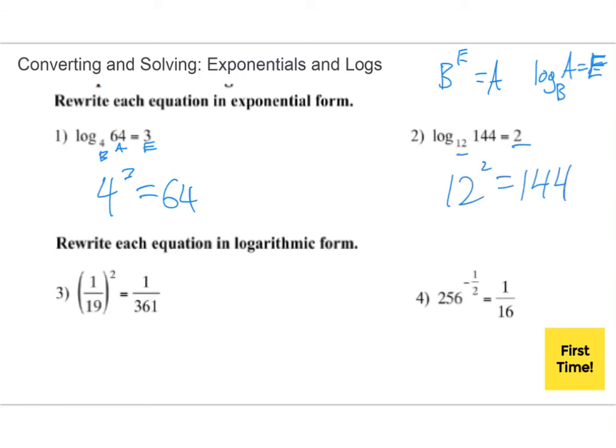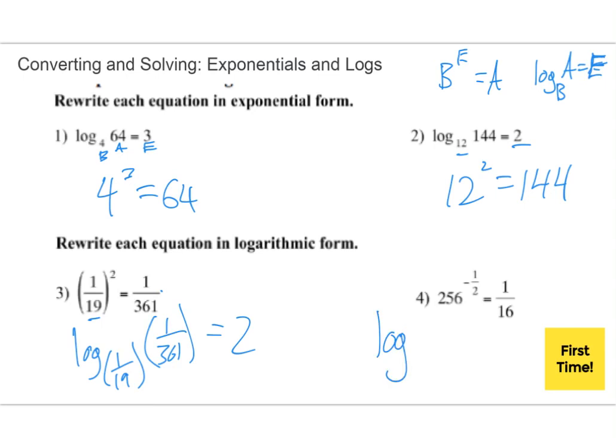Going backwards, we've got our base 1 over 19, so that's log base 1/19 of our argument 1 over 361 is equal to our exponent 2. And for the last one, log base 256 of our argument 1 over 16 is equal to the exponent of negative a half.